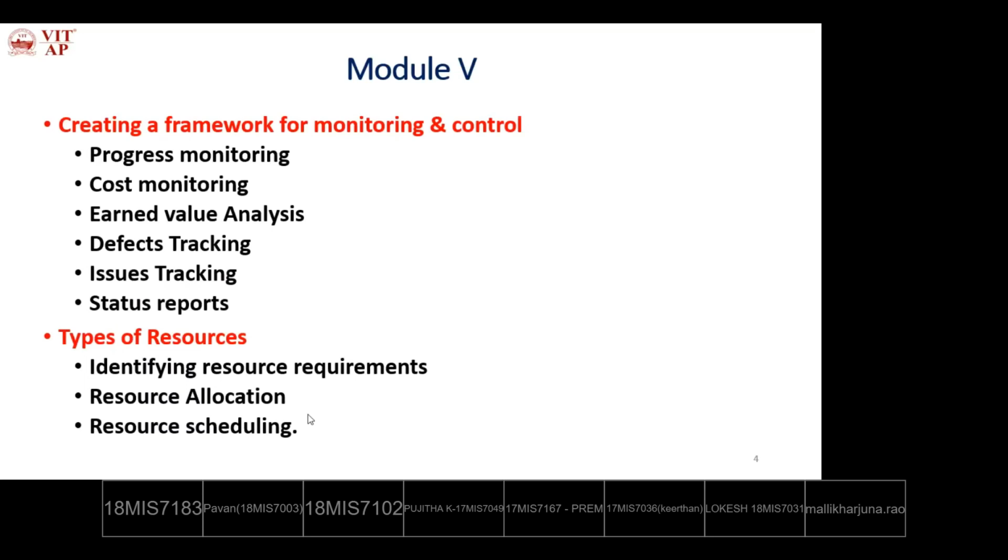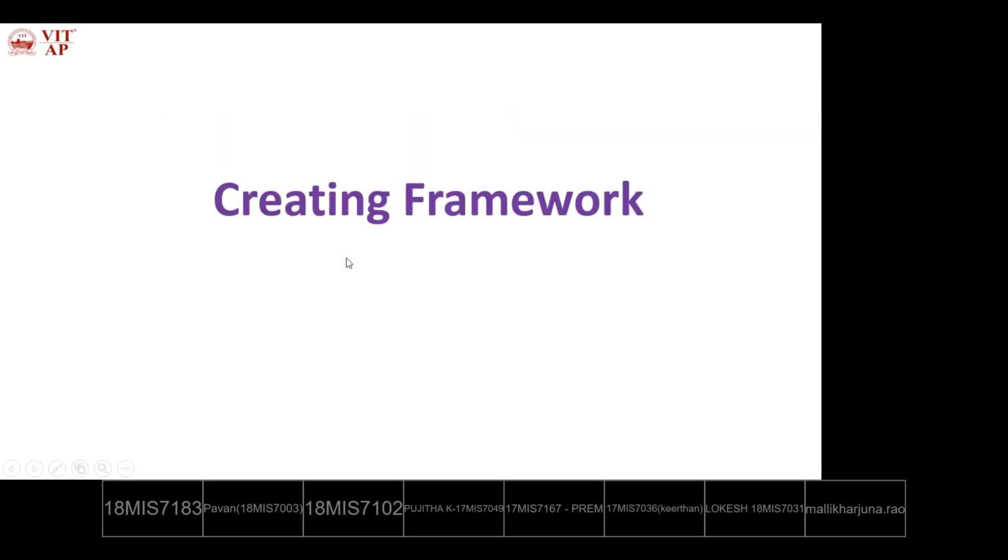So how could we allocate? Using resource scheduling. Scheduling how many human resources and software resources are required to develop subtasks, to develop tasks, to develop the final solution for the problem. We'll see in this session creating a framework. What is the need of a framework? In order to monitor and control the whole project, we need a framework.